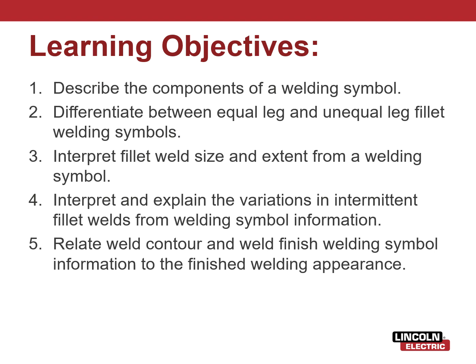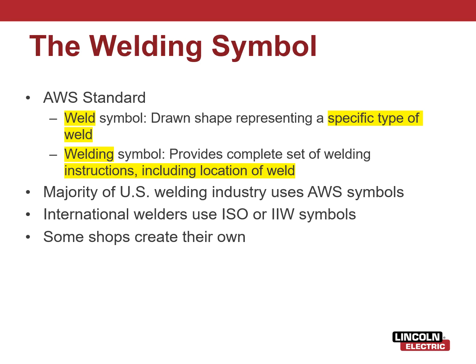Okay, so in this unit, we'll be going over the components of a welding symbol, what the difference is between equal leg and unequal leg fillet welding sizes, interpret fillet weld size and extent from a welding symbol, to interpret and explain the variations in intermittent fillet welds from welding symbol information, and then relate weld contour and finish weld symbol information, and how that incorporates into the welding appearance, the final kind of product.